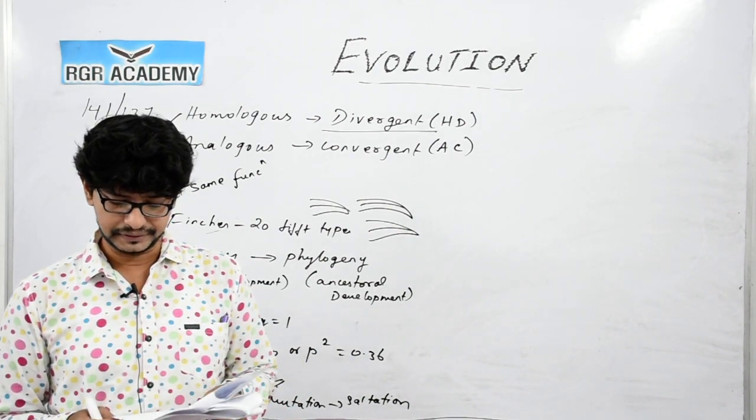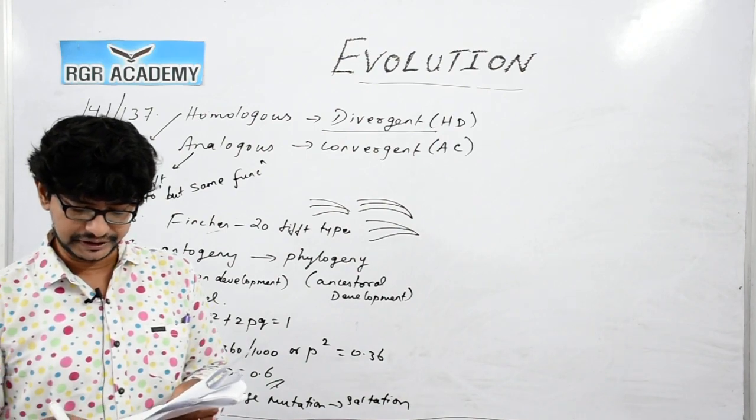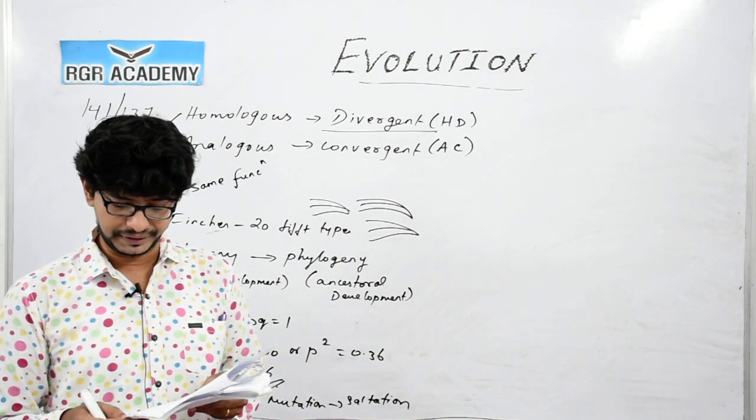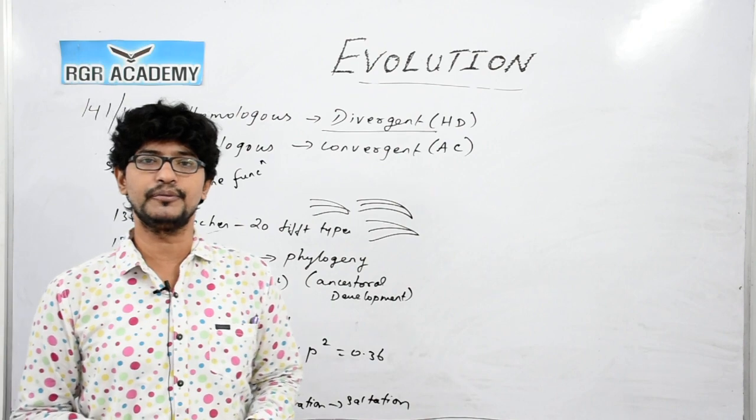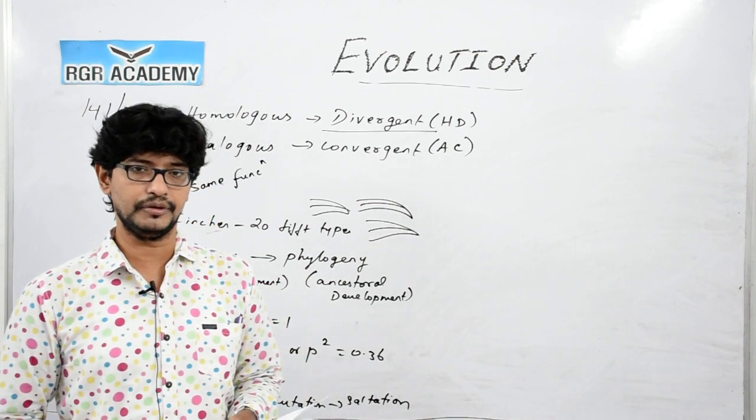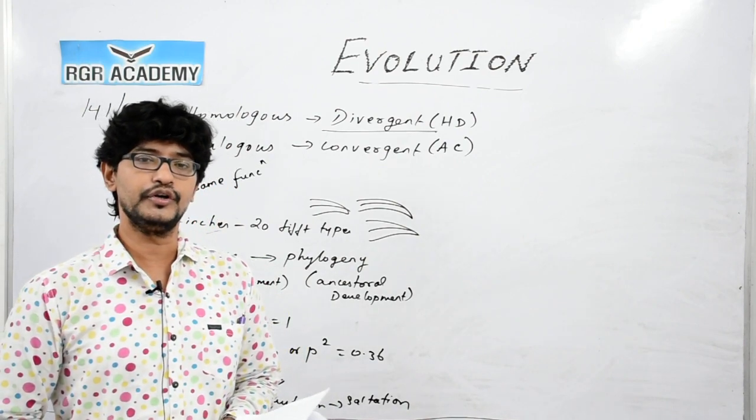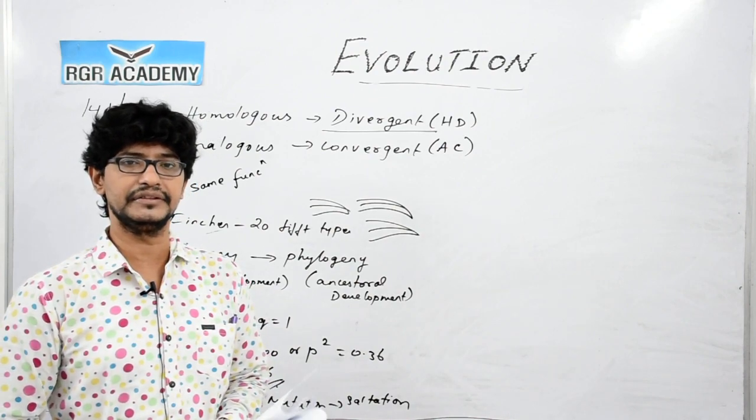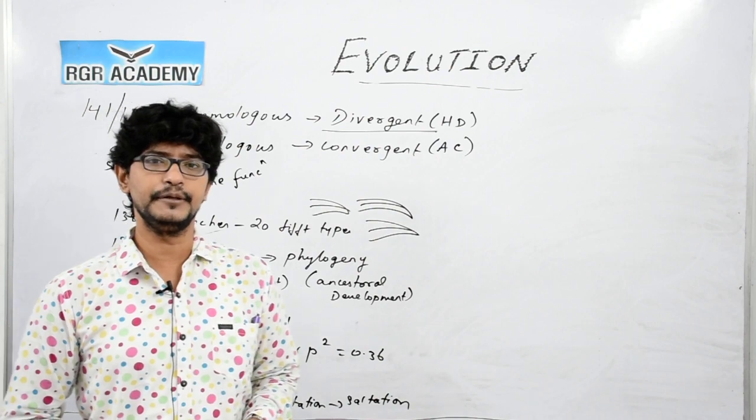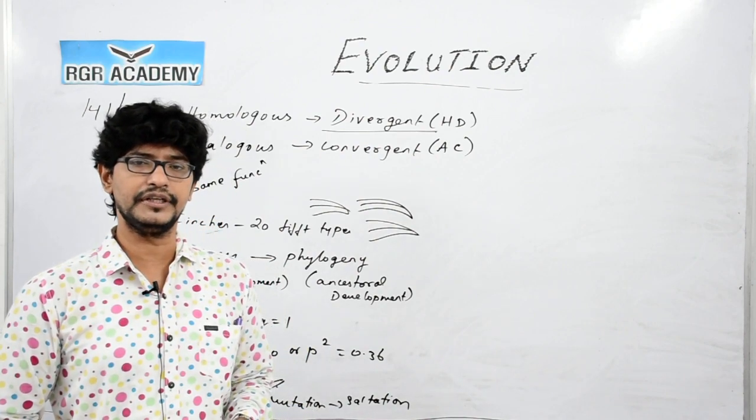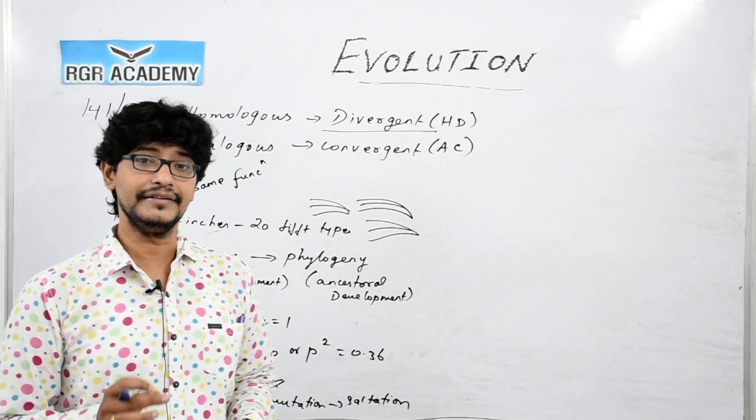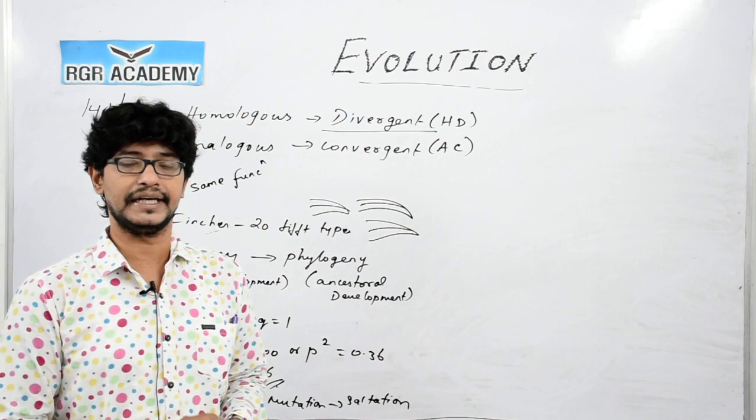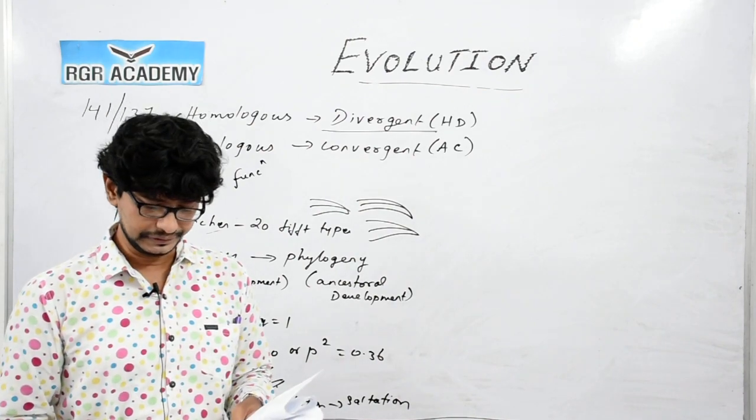Question 148. The ultimate source of energy variations is the process which provides raw materials for evolution. This was proposed by Hugo de Vries. As we discussed in the mutation theory, Hugo de Vries performed his experiments on Oenothera americana, the evening primrose plant, where he observed different types of mutation, and collectively this is called the mutation theory.